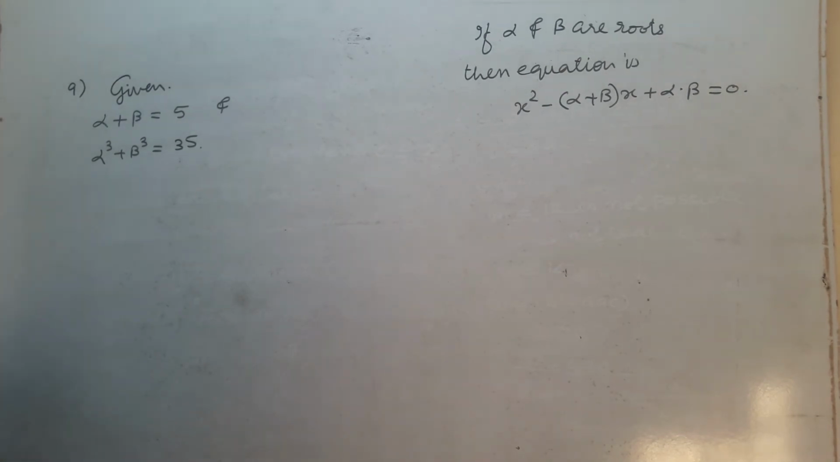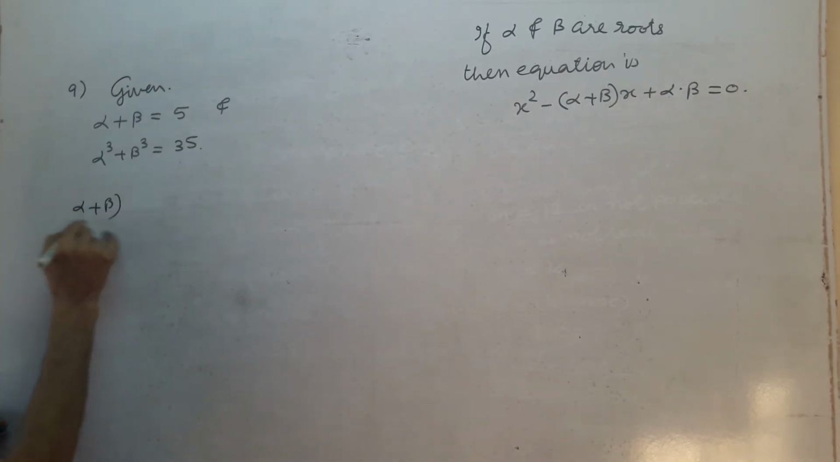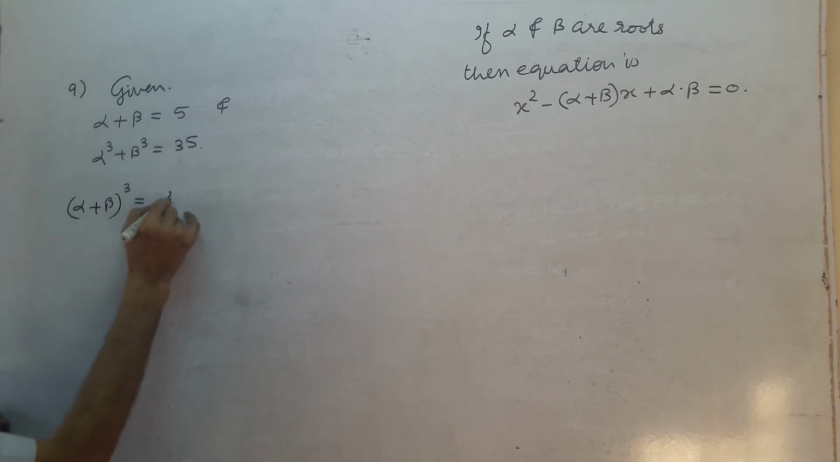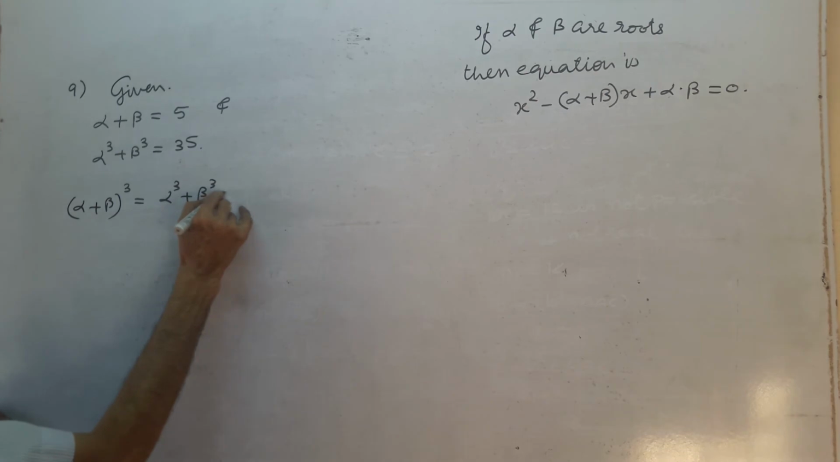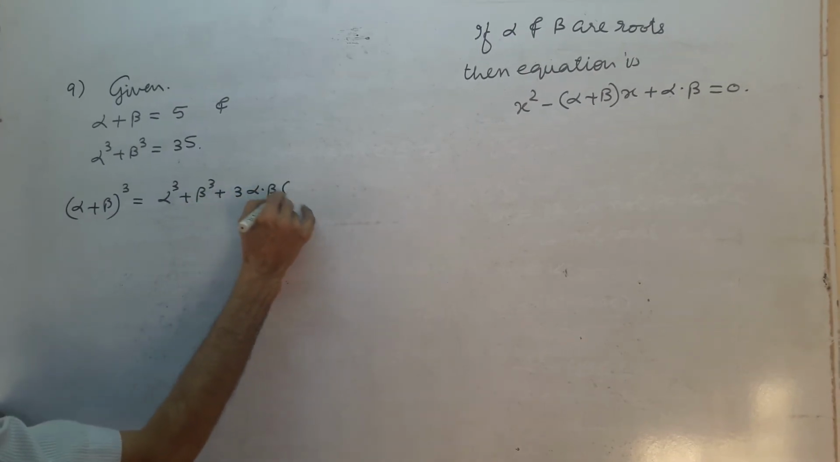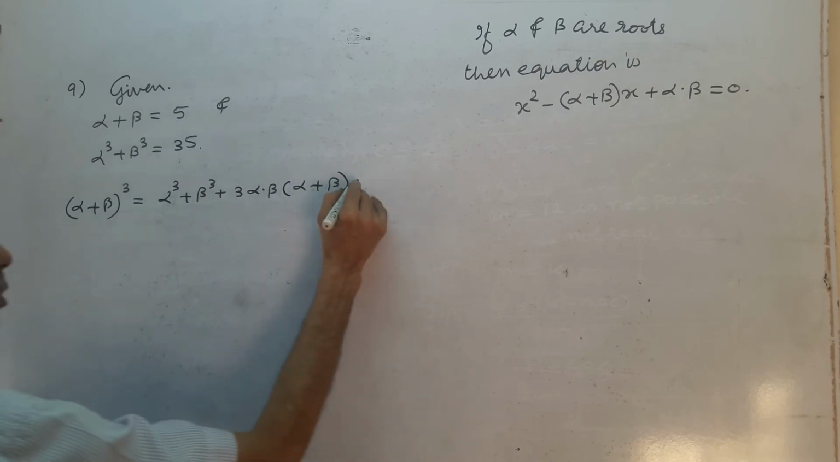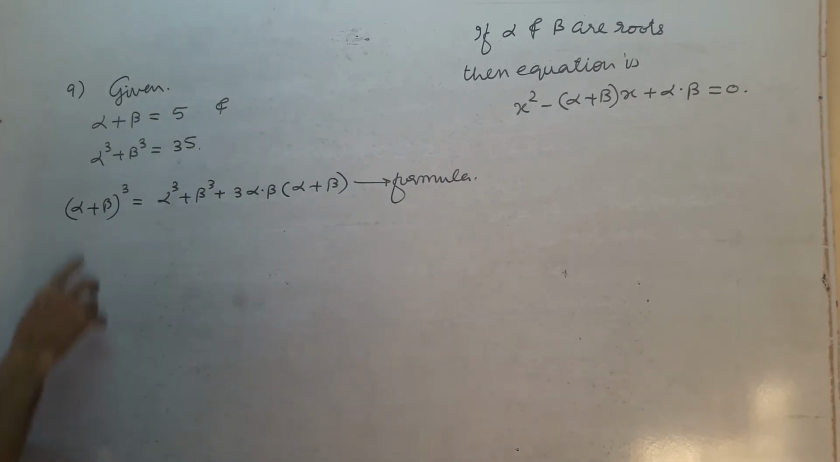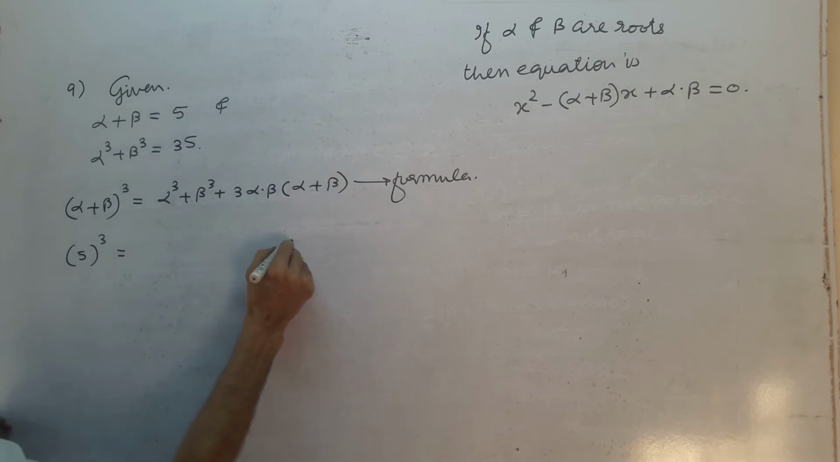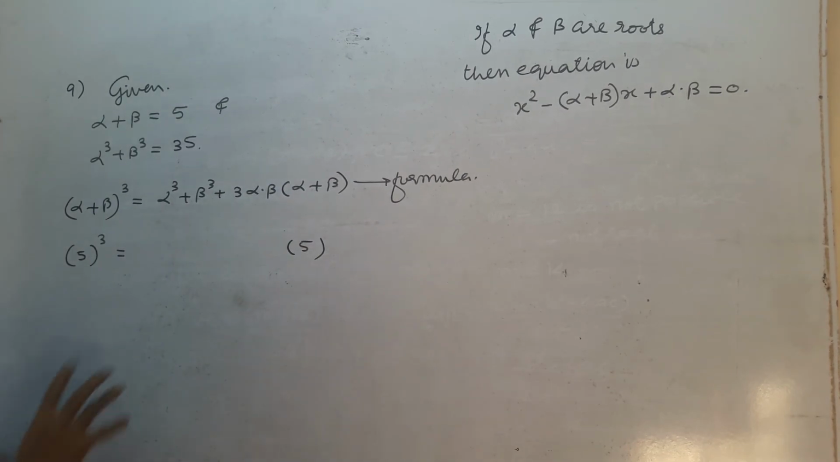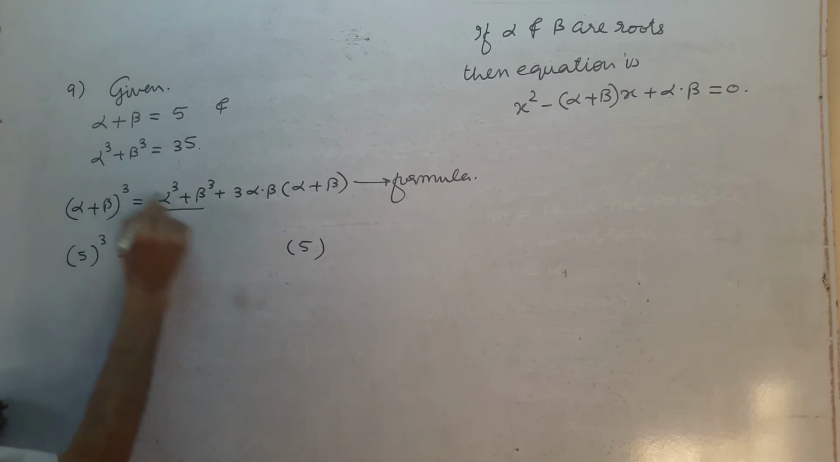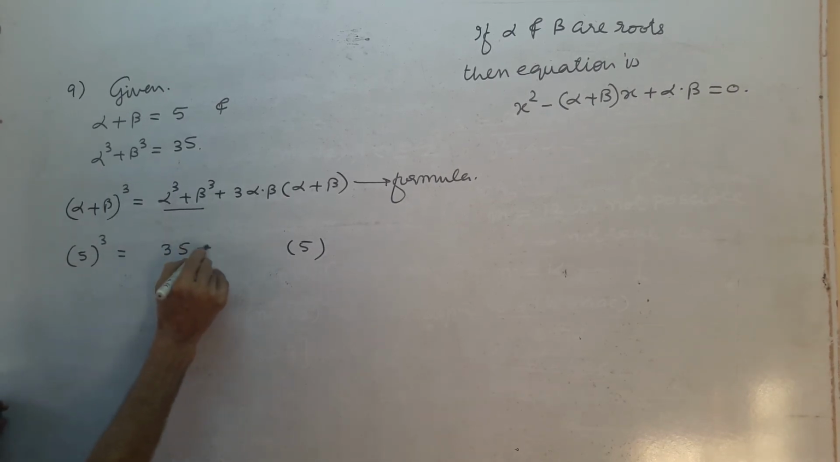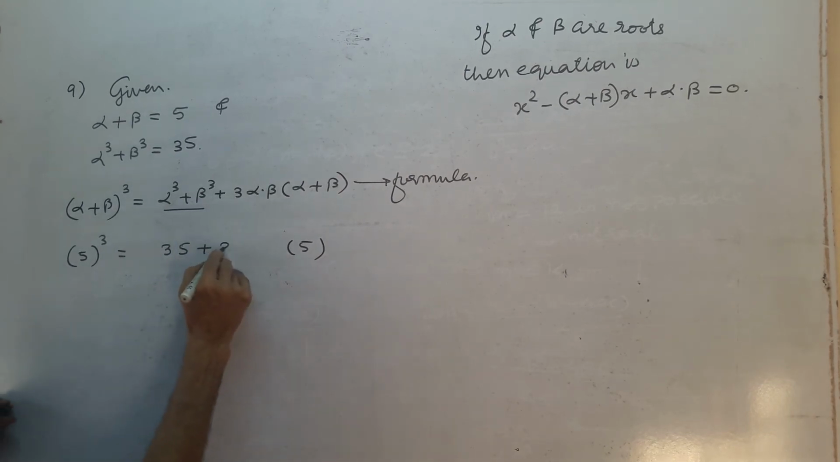Yes. So we know this formula: alpha plus beta whole cube is equal to alpha cube plus beta cube plus 3 alpha into beta bracket alpha plus beta. In this formula, alpha plus beta we know is 5. So wherever there is alpha plus beta, we will write 5. Here 5 cube will come. Here also alpha plus beta, 5, will come. Now alpha cube plus beta cube is given as 35, so I write here 35 plus 3 alpha into beta.